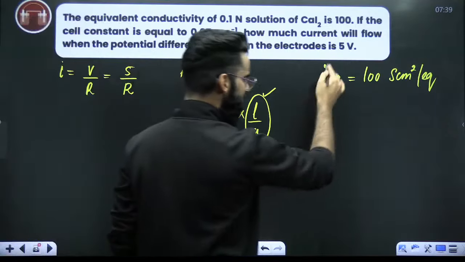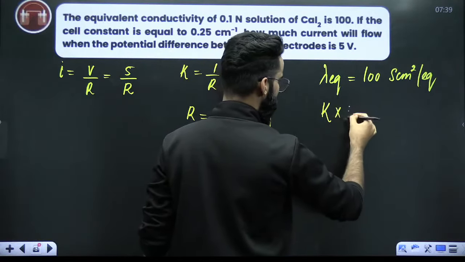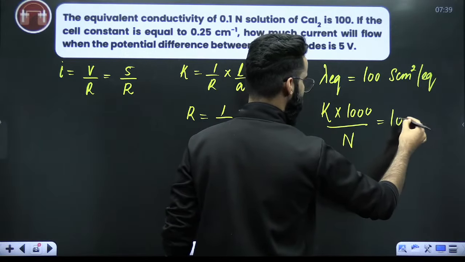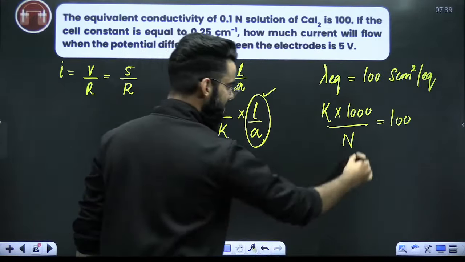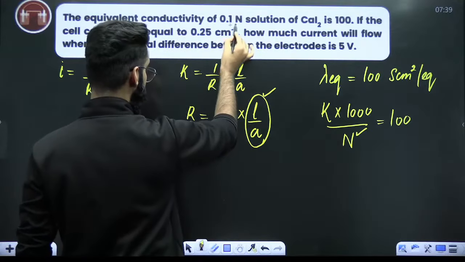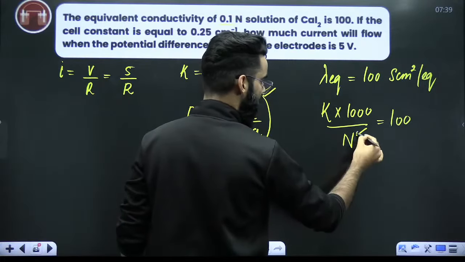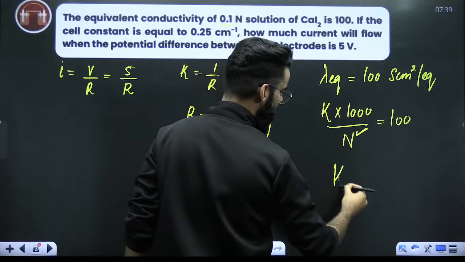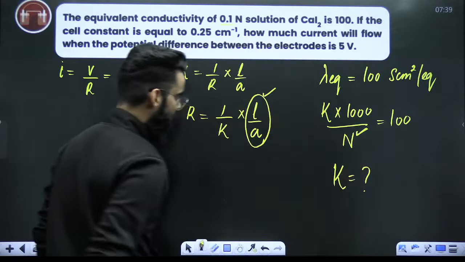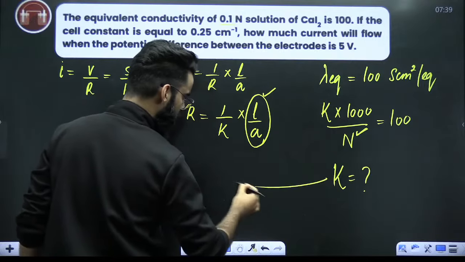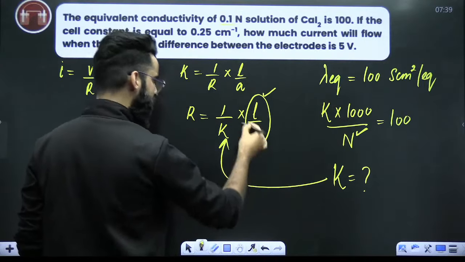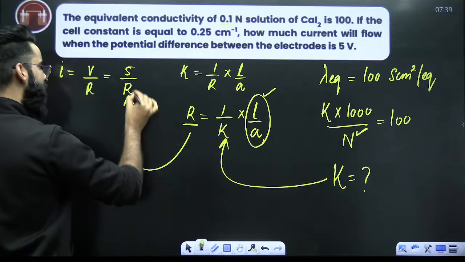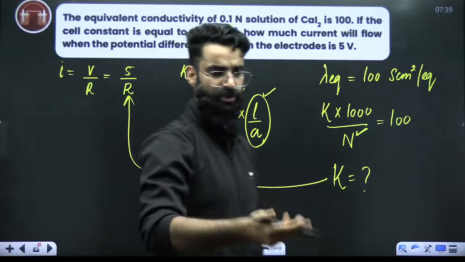Now you know, equivalent conductivity is equal to kappa multiplied by 1000 divided by normality, right? This is equal to 100. Is the normality of the solution given to me? Yes, it's given to me as 0.1. From here, you can calculate kappa. Conductivity can be calculated. If conductivity is calculated, put it here. Cell constant already you know, you'll get the resistance. If you got the resistance, put it here, you'll get the current. That's something which you were supposed to calculate.